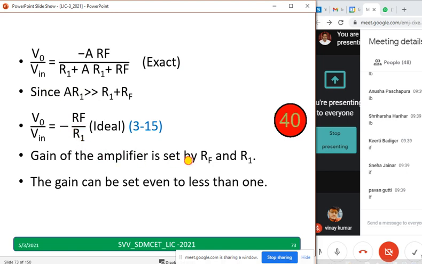Gain of the amplifier is set by R1 and RF. The gain can be set even to less than 1. This is very important. Now you have 35 seconds. You can copy it in 2 lines.